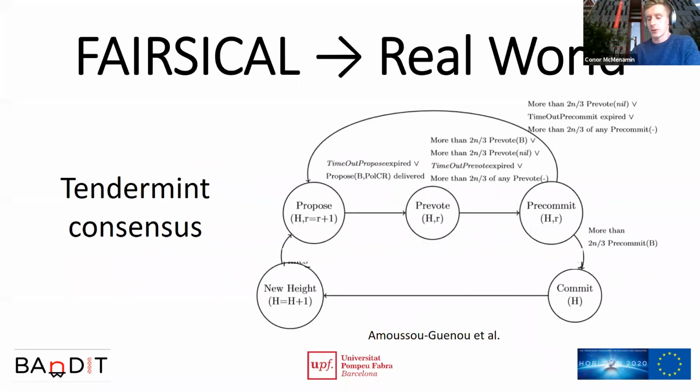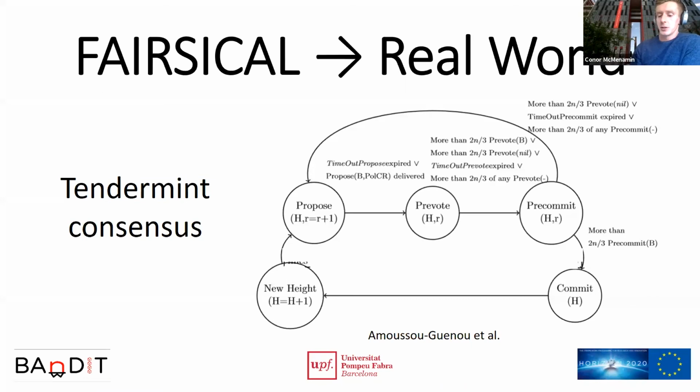Currently, this goes beyond what we've published. We're looking at Tendermint, and this is a much simpler state machine than the one I created for FAIRSICAL. But everything in this graph applies to these transitions. If you do a full circuit of this, going from propose to pre-vote to pre-commit to commit and back to propose via new height, you decide on a value and you get a reward.